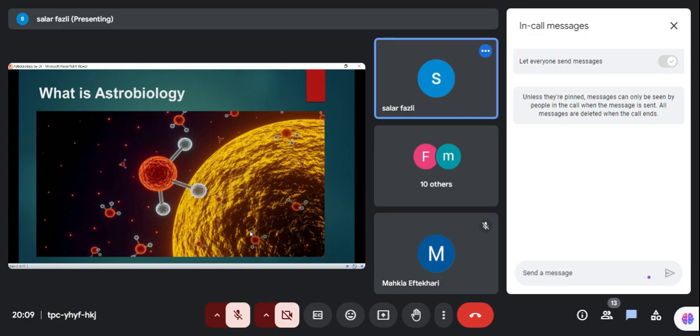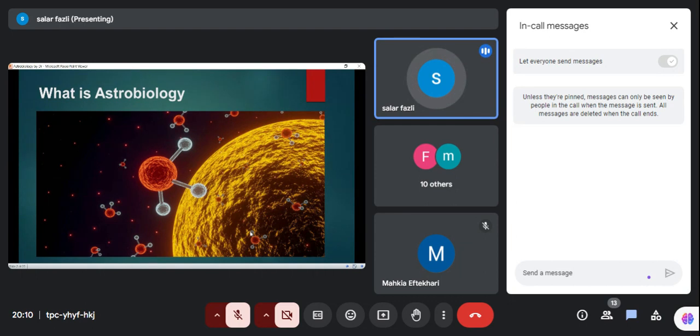Welcome everyone. Today we are going on an exciting journey into the field of astrobiology. This field of science seeks to understand the potential for life beyond Earth and the conditions that support it. We will explore what astrobiology encompasses, its significance, and the methods scientists use in their search for extraterrestrial life. I'm trying to go slowly for our friends to better understand. So here comes our very first question. What is astrobiology?